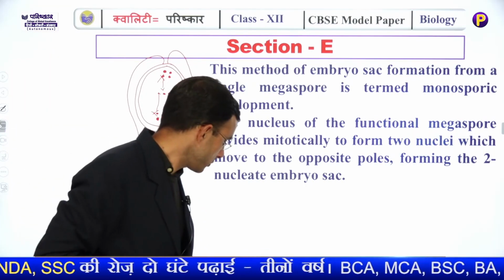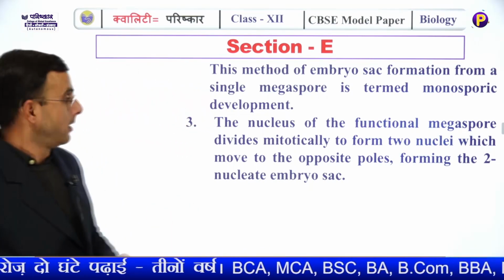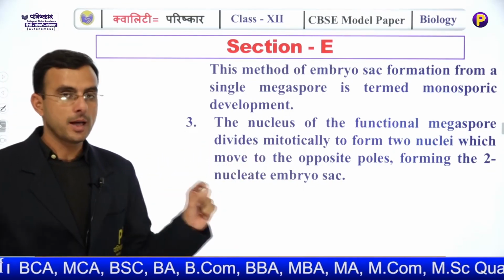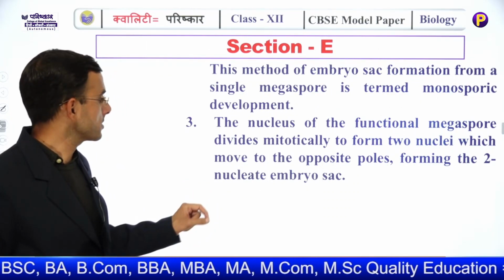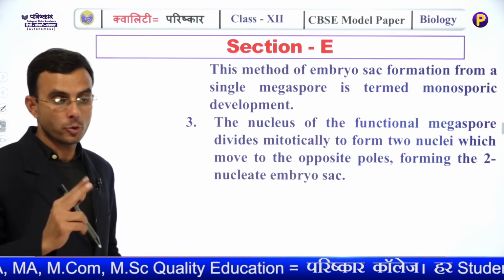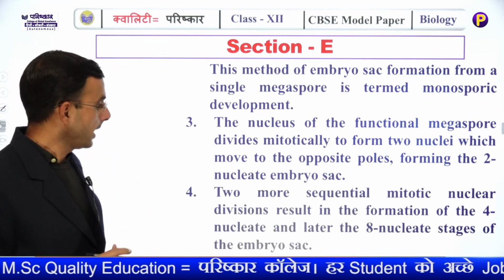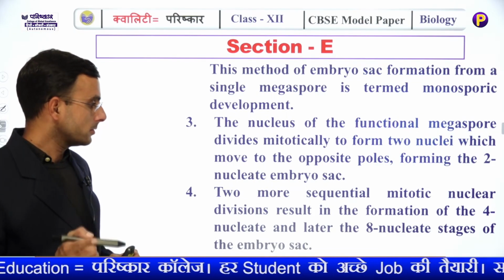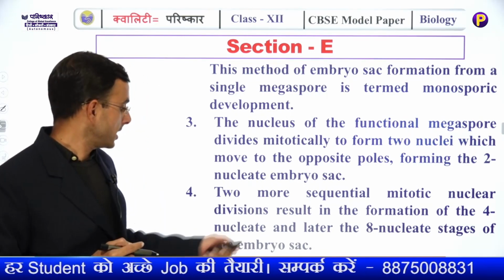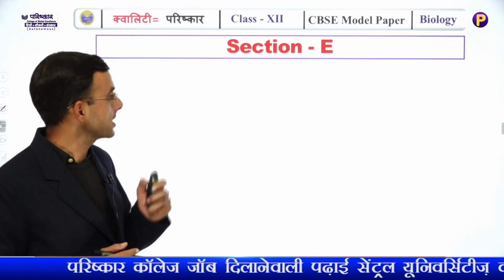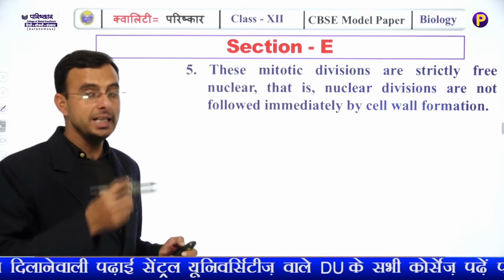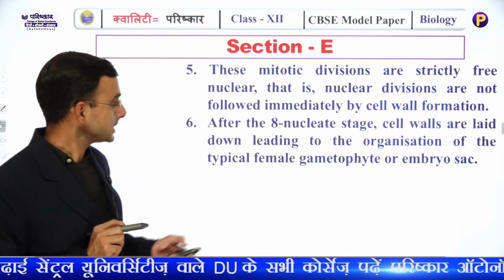So what happens to these nuclei? Look at this one. The nucleus of the functional megaspore divides by mitosis, and the 2 nuclei move to opposite poles, forming the 2-nucleate embryo sac. Out of these 2 nuclei there is further mitotic division, and during that mitotic division there is formation of the 8-nucleate stage, and in that 8-nucleate stage 1 nucleus from each side reaches the center.